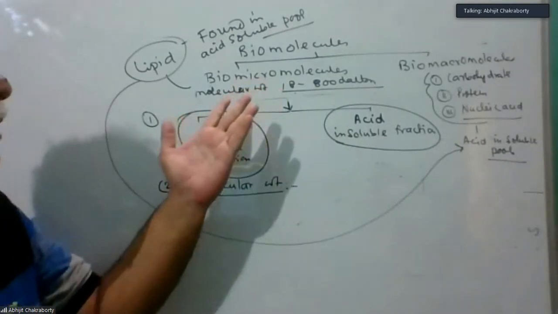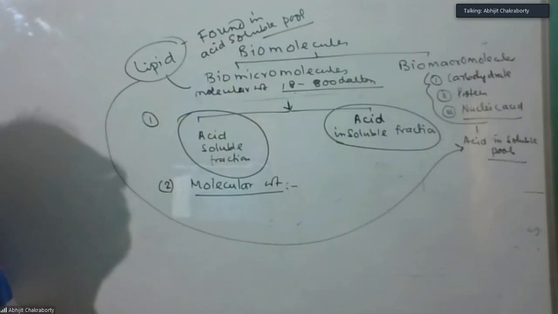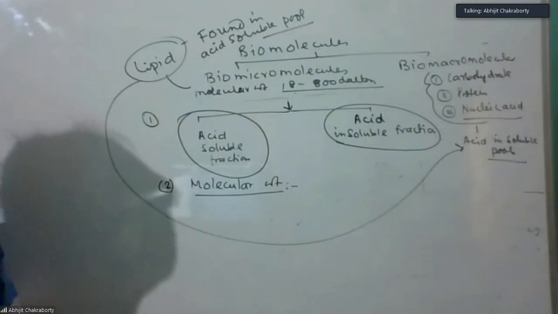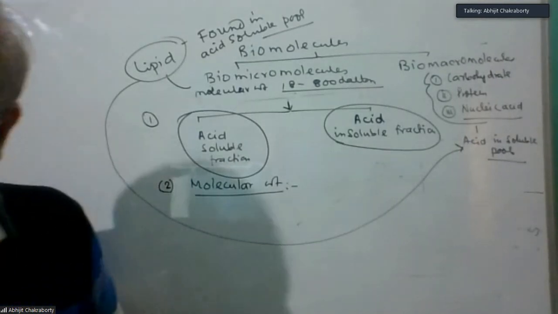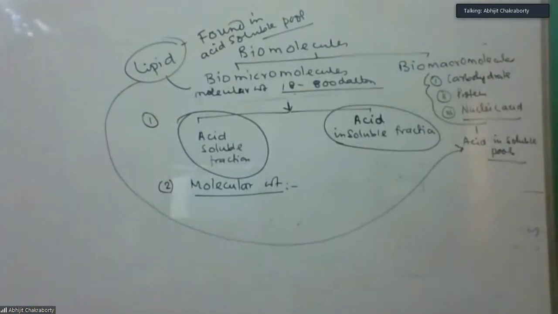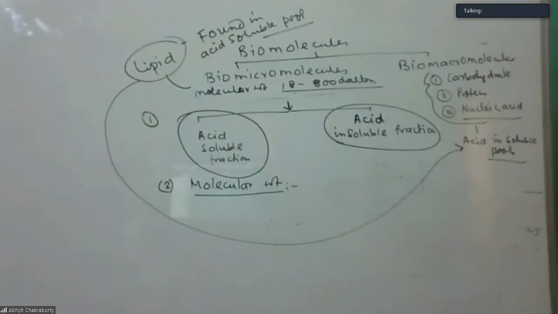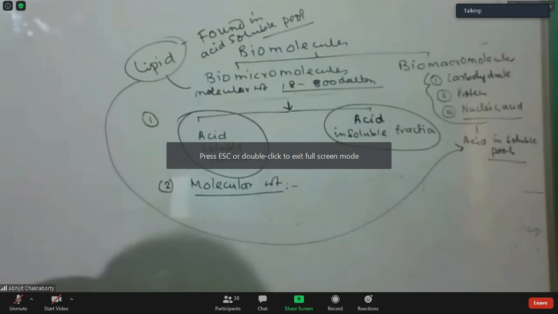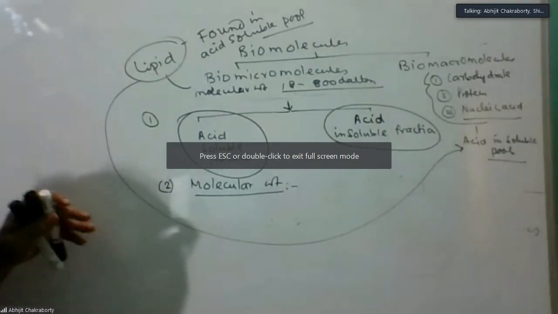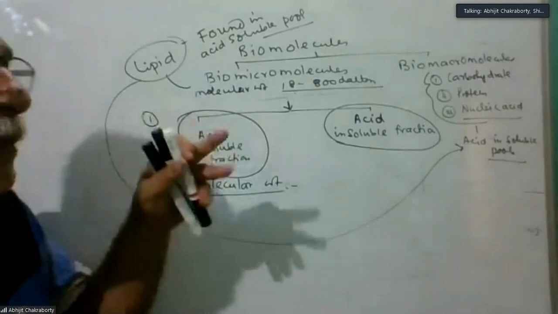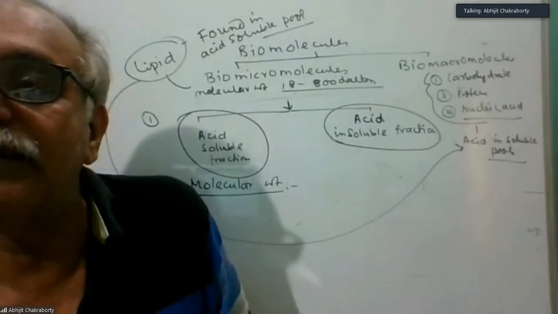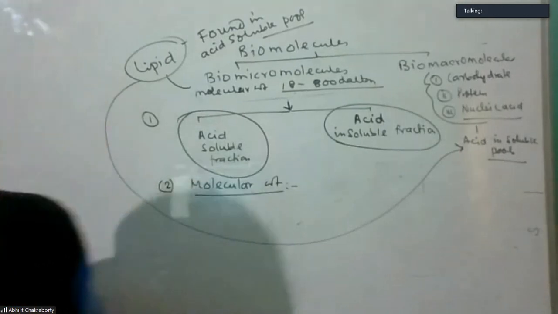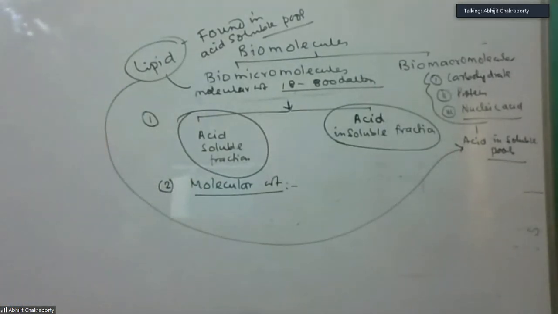In terms of molecular weight, it is under biomicromolecules, but while collecting them in the acid soluble or insoluble fraction, it is found in the acid insoluble fraction. When the solubility test is done, biomicromolecules are found in the acid soluble fraction, and biomacromolecules are found in the acid insoluble fraction.